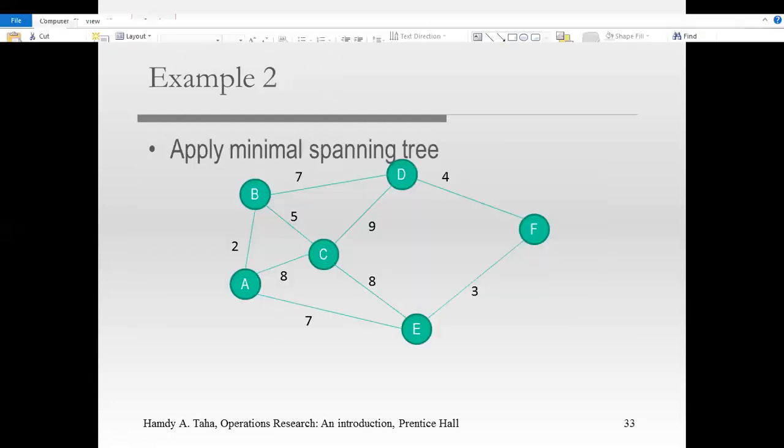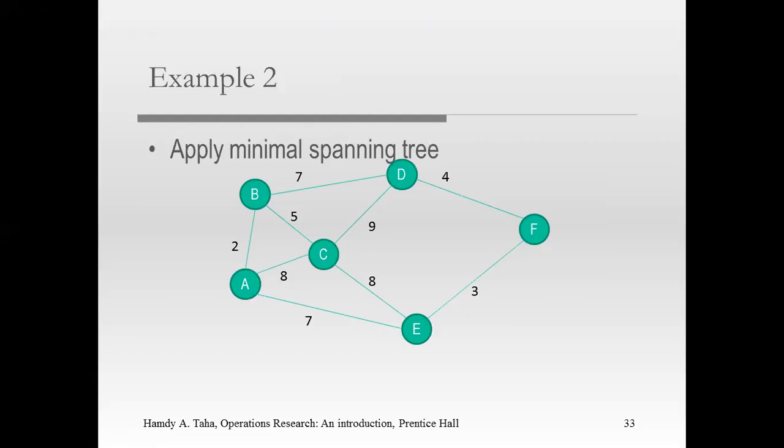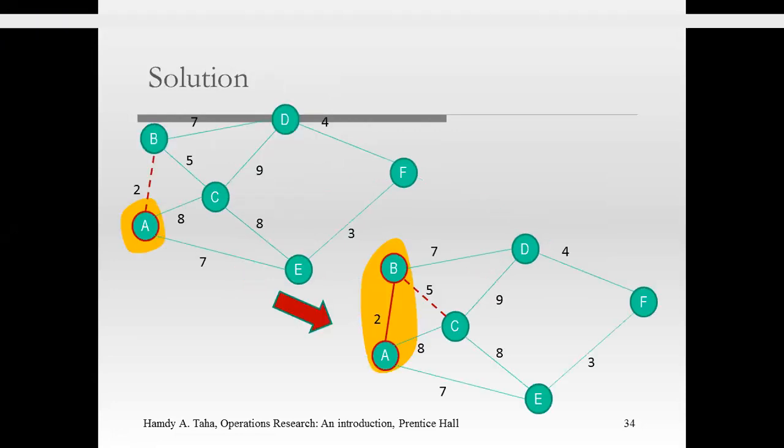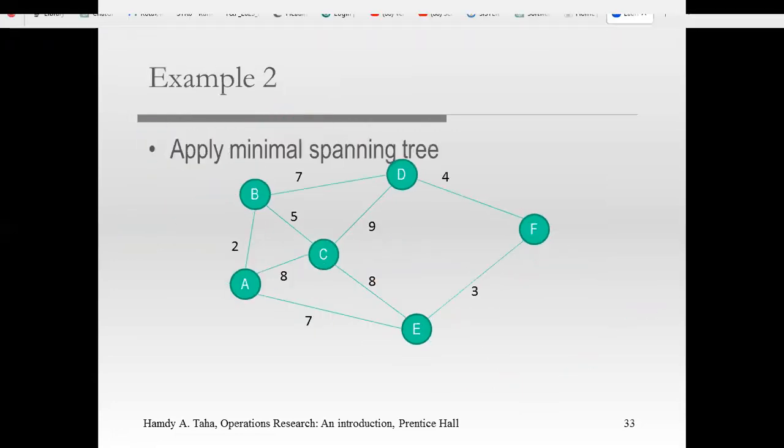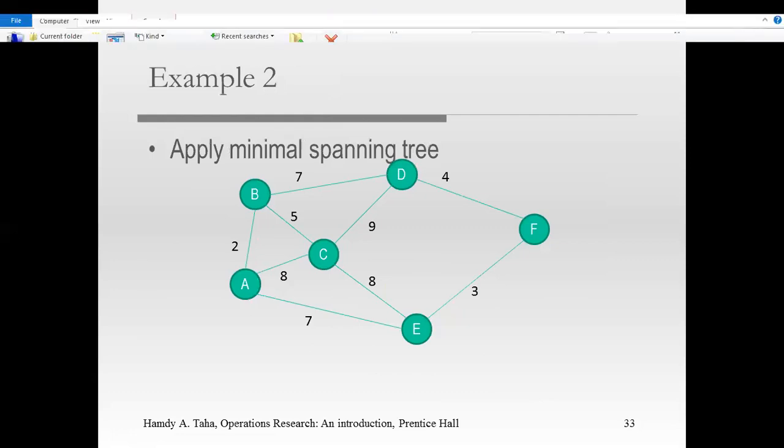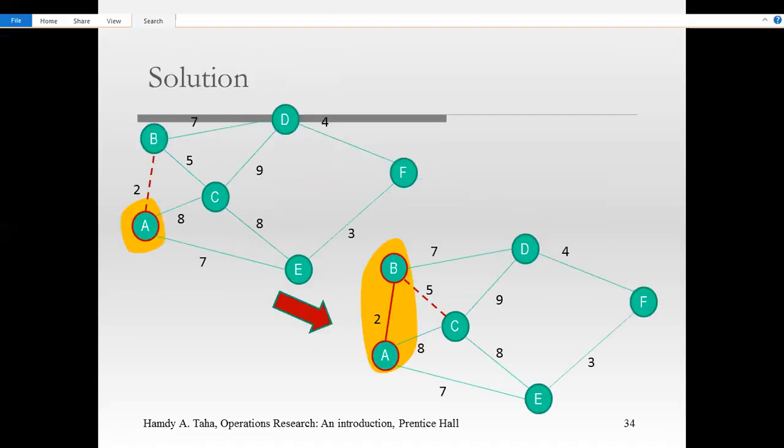Okay. Now, this is example number 2. You see the network. Then we try to connect it by using the minimal spanning tree. In this context, we start from node A. So from node A, we have several options: to B, to C, or to E. And of course, we select the shortest one. So we select A to B.